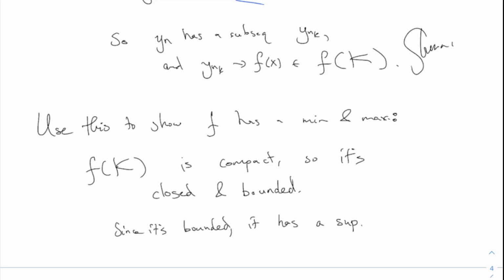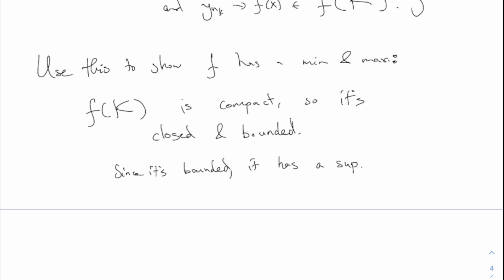But the sup might be outside of the set, in which case it doesn't count as a maximum element. But it's not outside of the set because the set is also closed, all right? The fact that it's closed means that anything that the set approaches is also in the set, because all the limit points are part of the set, which means the sup is automatically part of the set, because the sup is always a value which the set is approaching arbitrarily close to. So since it's bounded, it has a sup. Since it's closed, the sup is in the set. So it's actually a maximum value, right?